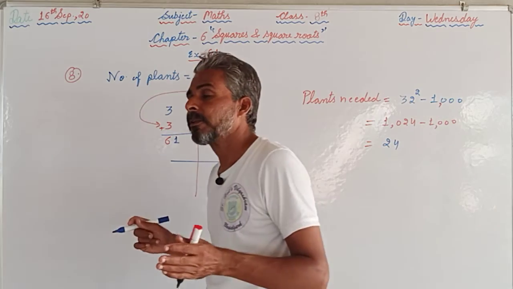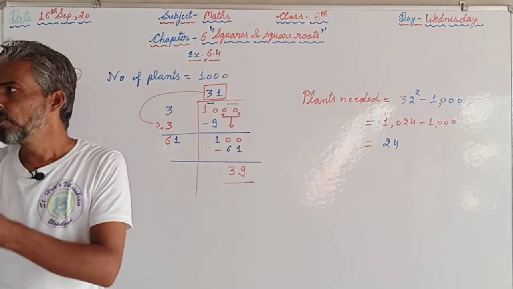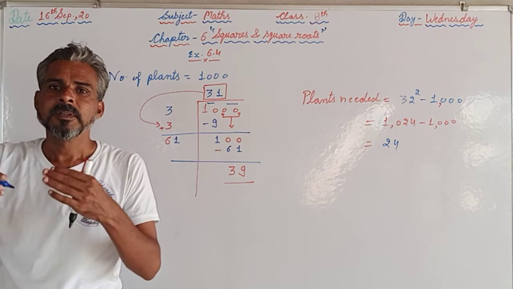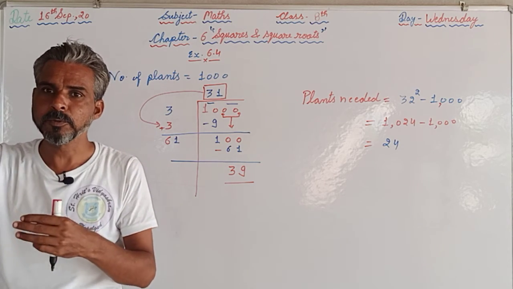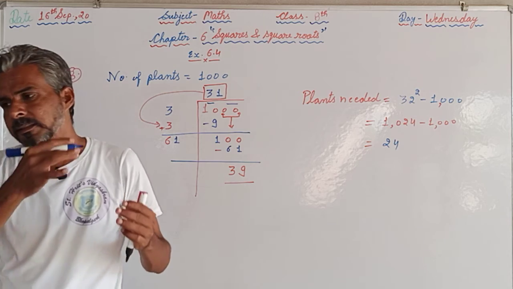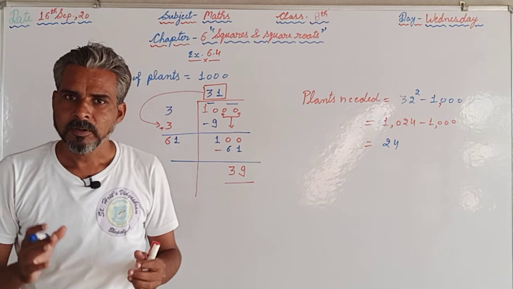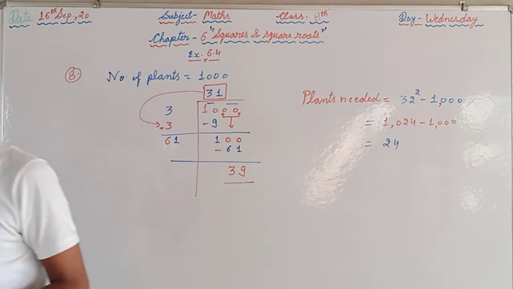It means the arrangement will be like this: there will be 32 rows, and in every row there will be 32 plants, meaning the number of rows should be equal to the number of columns. So like this we are supposed to proceed with the questions.